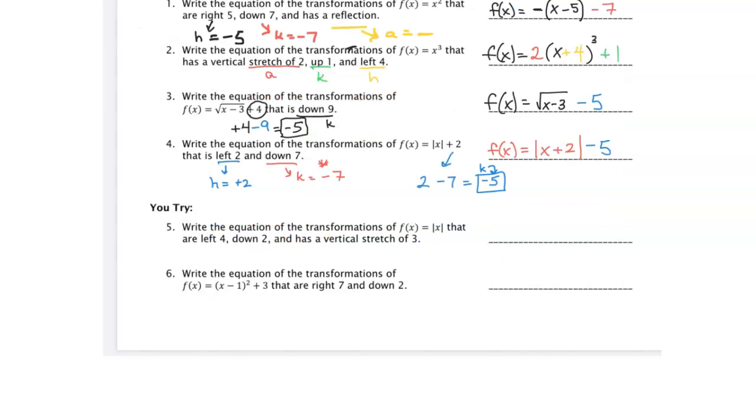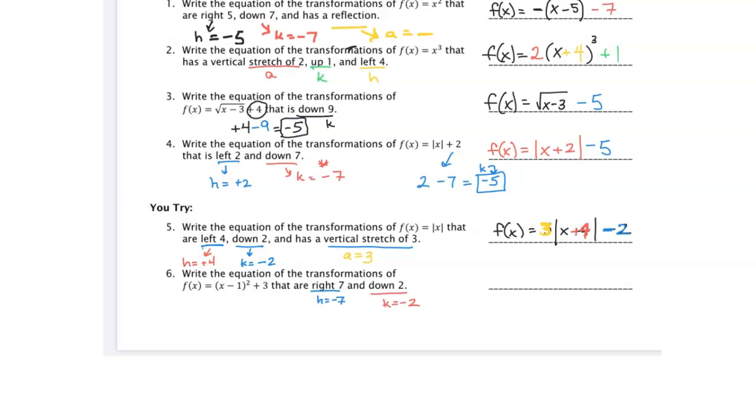You try the next one. Write the equation of the transformations of f of x equals the absolute value of x that are left 4, down 2, and has a vertical stretch of 3. And here's your answer. F of x equals 3 times the quantity of x plus 4 minus 2. We know this because if we're moving left 4, then our h is plus 4. Down 2, our k is negative 2. The vertical stretch of 3 meant that we have an a value of a 3. Number 6. Try it on your own.